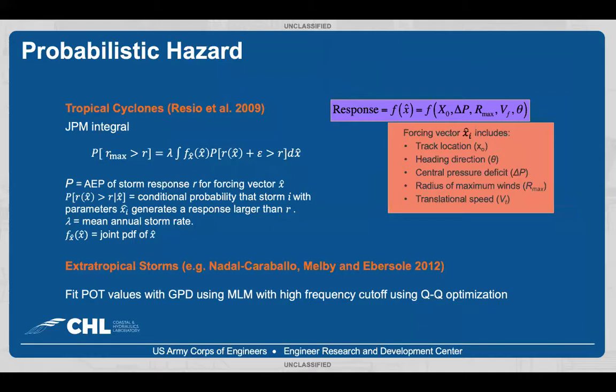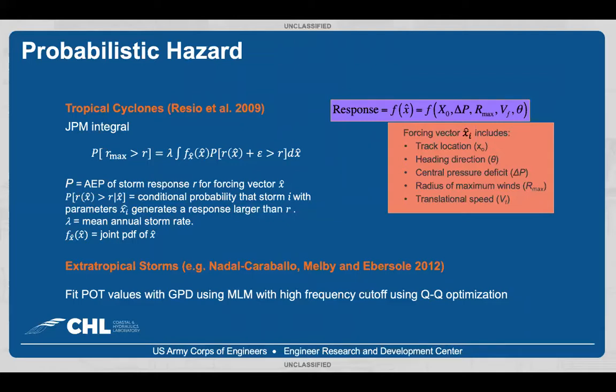The overarching goal is to define the response using this joint probabilistic modeling approach. Tropical cyclones are treated using the typical joint probability approach, where a probabilistic model of the cyclone parameters is defined. Then the response probability can be computed using that probabilistic model. The storm response is a function of the reference location, central pressure, radius of maximum winds, forward speed, and heading direction. This equation suggests that any response exceedance distribution can be determined as a function of the conditional joint distribution of the storm parameters and the storm rates. The epsilon term here represents the sum of all epistemic uncertainties.